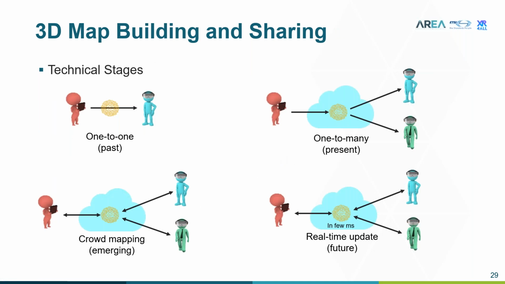Now let's speak about the different technical stages to build and to share these maps, this representation, this digital twin of the real world. The first stage is the one-to-one stage. Typically, one user captures the world and sends this captured 3D map to another user to be able to experience AR in collaboration in the same space.